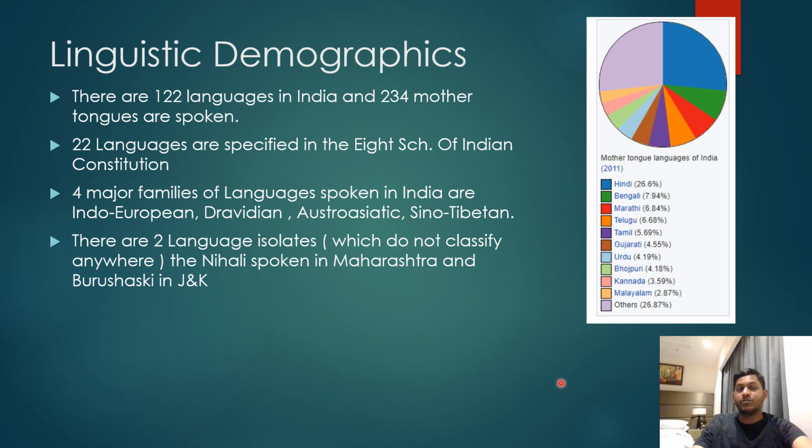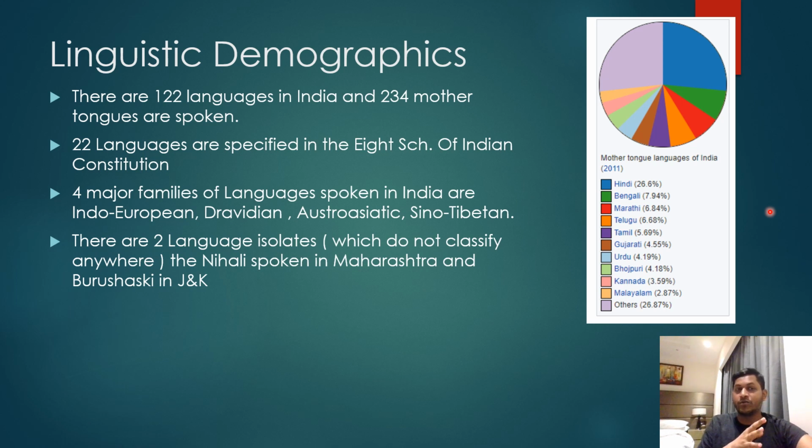Then comes another important study, which is linguistic demography. Again, if we see Hindi, various languages and how they are spoken and divided. So roughly we have 122 languages spoken in India and 234 mother tongues. That is some huge statistics, friends. There's no other nation in the world probably. If we equate, we are second to the whole of the African continent.